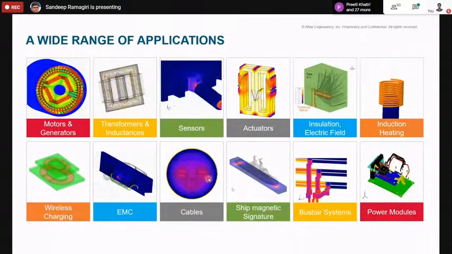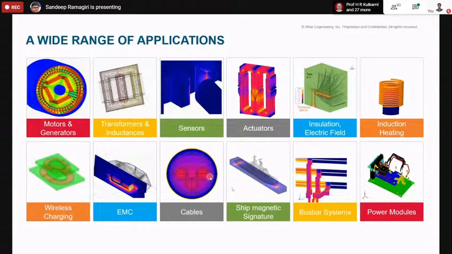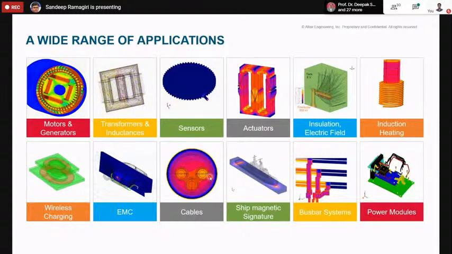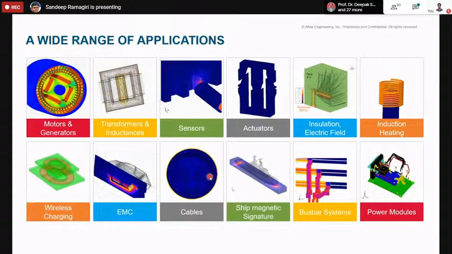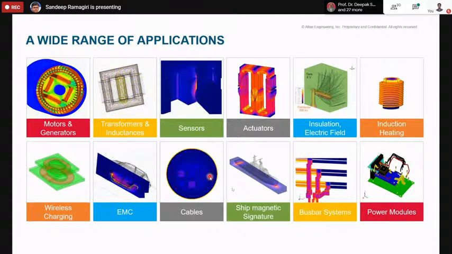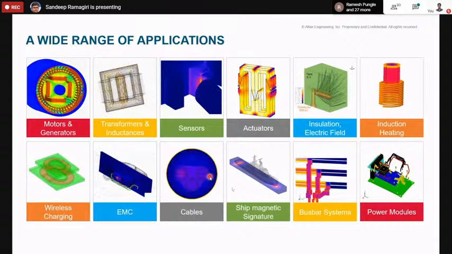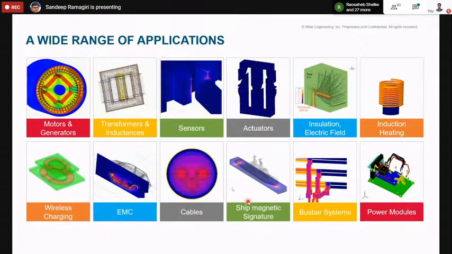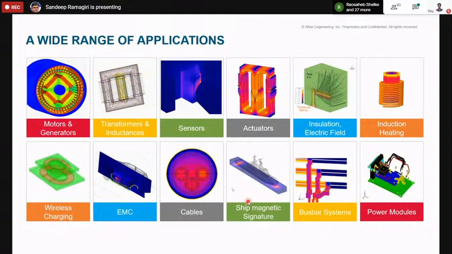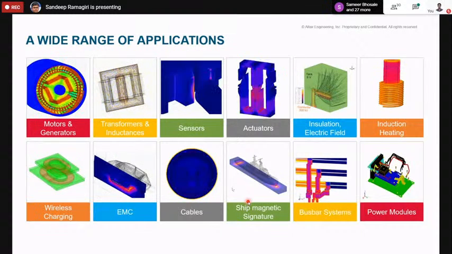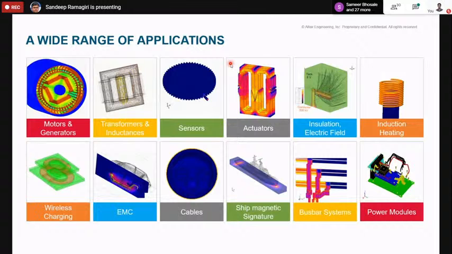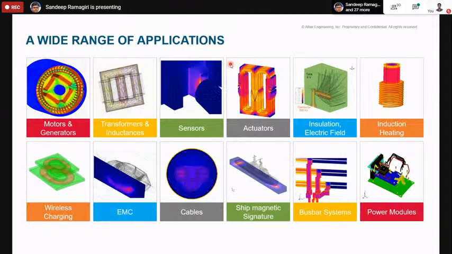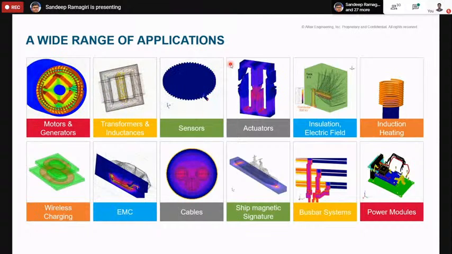And then we can also simulate the power cables. You can see here the power cables, 3-phase power cables. When we pump some current, we can compute the Joule losses, and also we can compute the temperature distribution and the flux density distribution. And there are also some special applications which we can simulate, ship magnetic signatures, and we can simulate the bus bars and the power modules. So these are the main applications which we can simulate by using our low frequency electromagnetic technology, Flux, which basically caters to the electrical engineering.